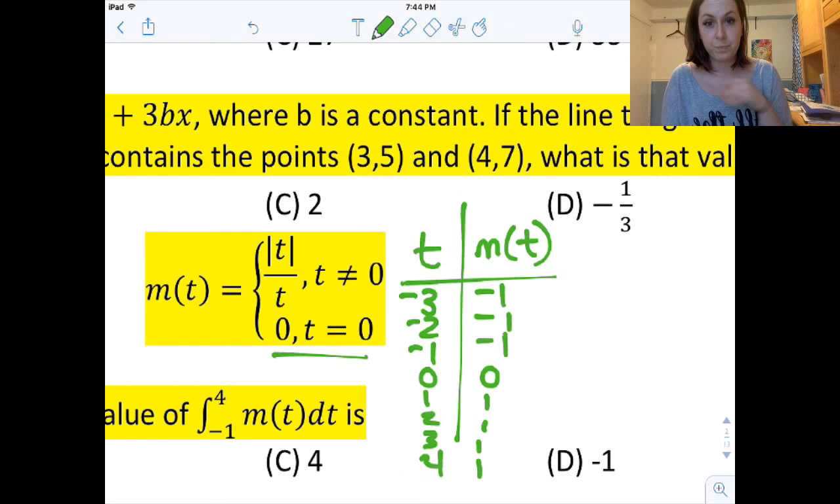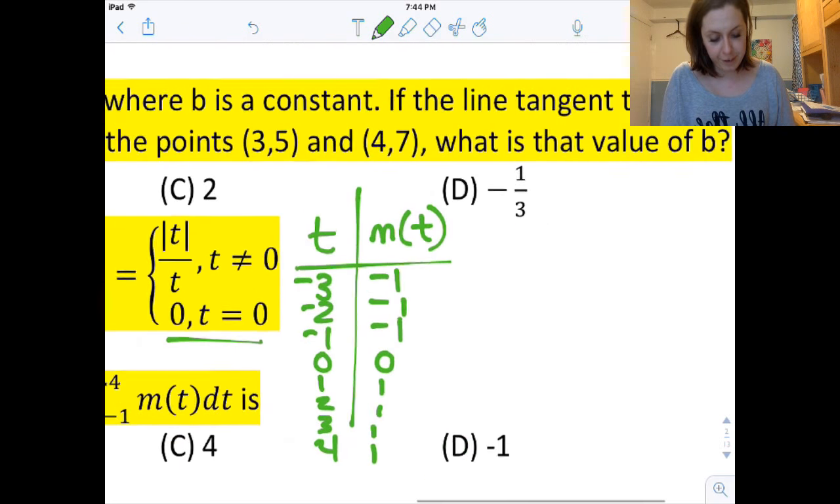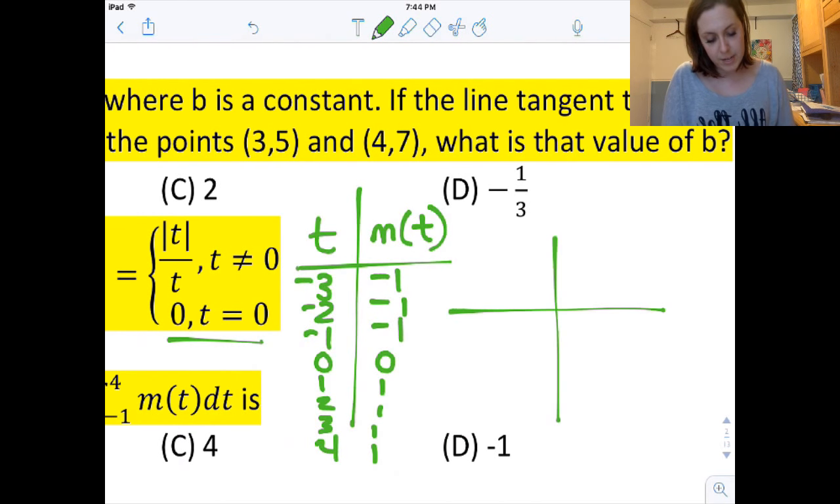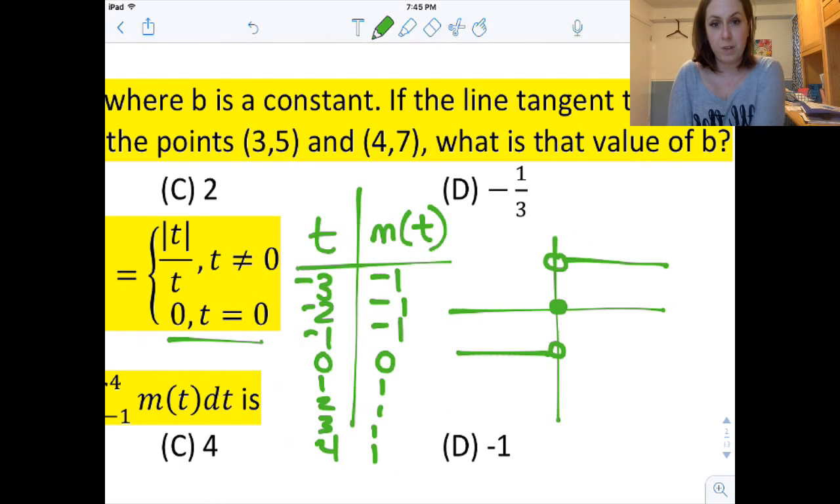So you get this weird looking function where at 0, it equals 0. Anywhere up to 0, it equals -1, and anywhere to the right of 0, it equals positive 1. And the reason for that, again, is t over t, you're always dividing something by itself. The question is, does the absolute value switch the sign or not? So positive 1 when it doesn't switch the sign, negative 1 when it does switch the sign.